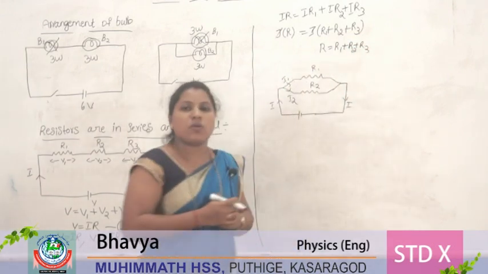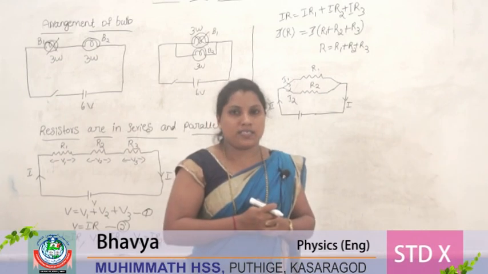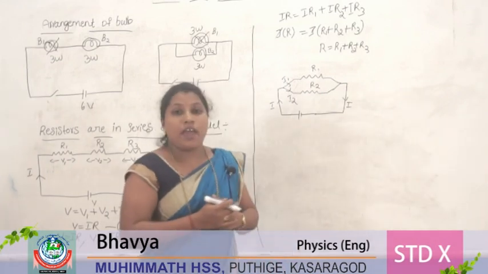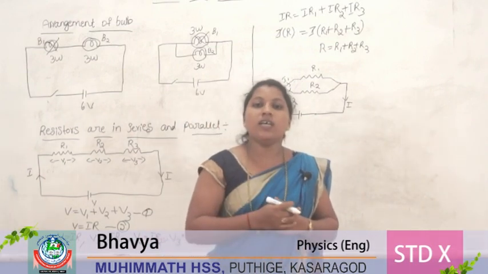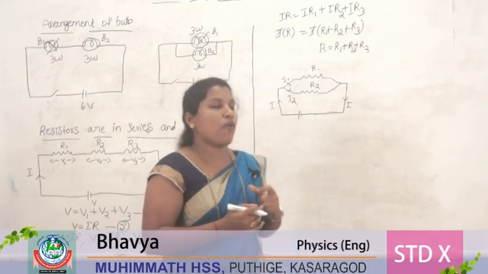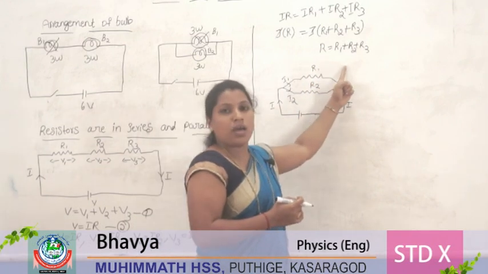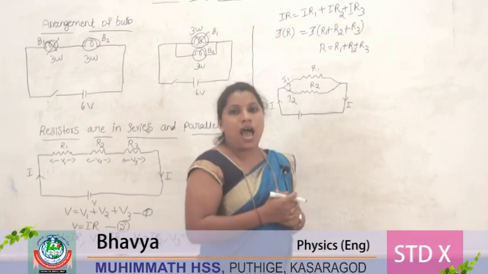This R is called the effective resistance. How do you calculate the effective resistance in a series connection? Using the formula R is equal to R1 plus R2 plus R3.